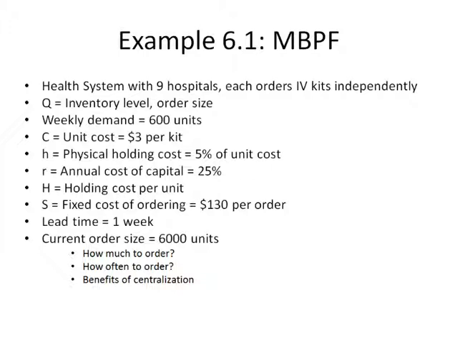S is the fixed cost of ordering, in this case $130 per order, no matter what the size of the order is. The lead time is 1 week. So how much should we order to minimize our total cost, then how often to order, and then the benefits of centralization, if the ordering process is centralized.